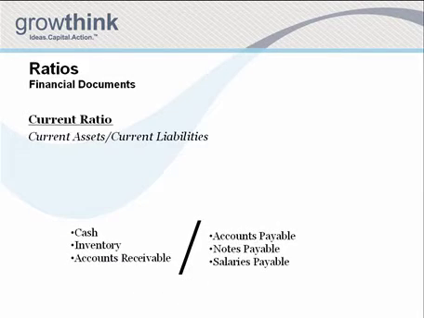So the calculation here is your current assets divided by your current liabilities. Current assets, once again, are defined as cash, inventory, and accounts receivable. That's your current assets, those assets, once again, that could be used within 1 year. Current liabilities are liabilities due within 1 year. Your accounts payable, your notes payable, your salaries payable.